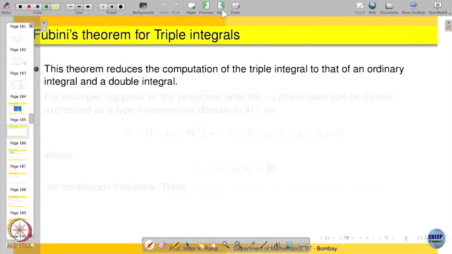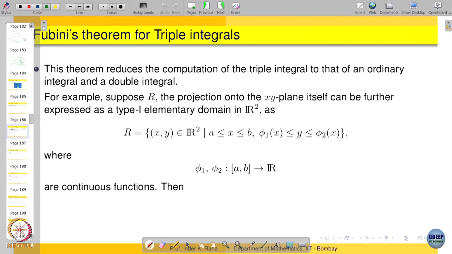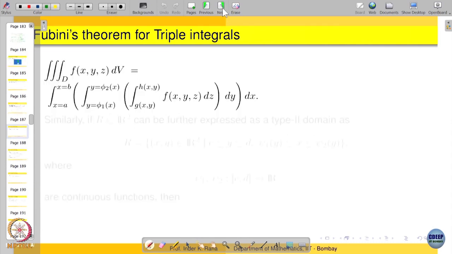For the triple integral, if you can write it this way, projectable onto the xy plane, you call it a type 1 elementary region. And x goes from A to B. The projection is again of type 1. So, x goes from A to B, y goes from phi 1 to phi 2, and z goes from the lower surface to the upper surface, dx, dy, dz.